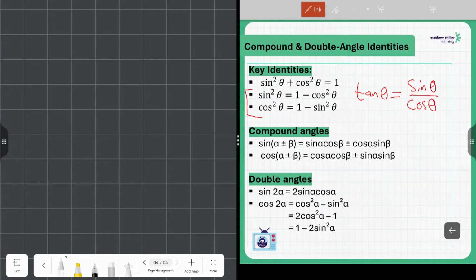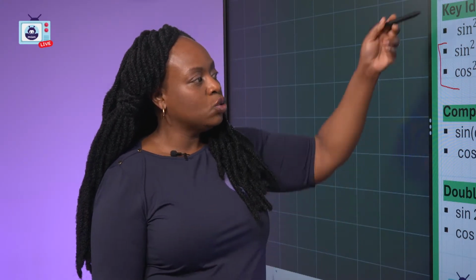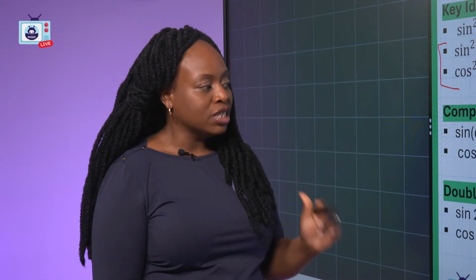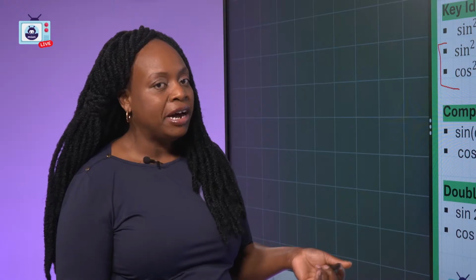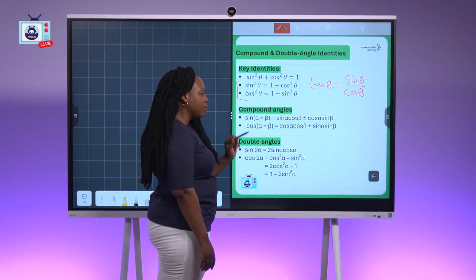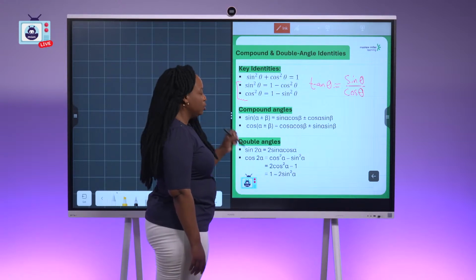So these key identities, you would not find them on the formula sheet, just like your CAST and your quadrant table. You won't find that. What you need to do is to master them and know when you need to use them, because it's very important. However, the compound angle and the double angle identities, you're going to find them in your formula sheet, but you need to know when to use them.